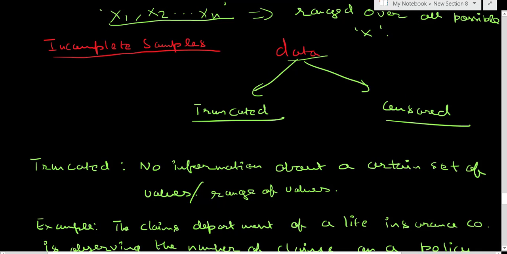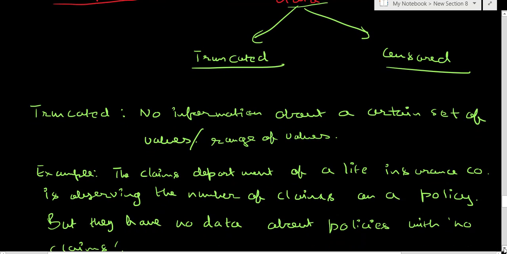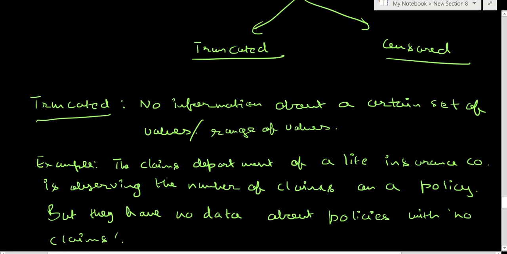So incomplete data can be of two types. It can be either truncated data or it can be censored data. In case of truncated data, we have no information about a certain set of values or a range of values. The best example I can give you in order to explain what truncated data is: there is a claims department of a life insurance company, and it is observing the number of claims on a policy. So, for example, it has thousands of policies, and it is observing the number of claims that are arising on these policies.